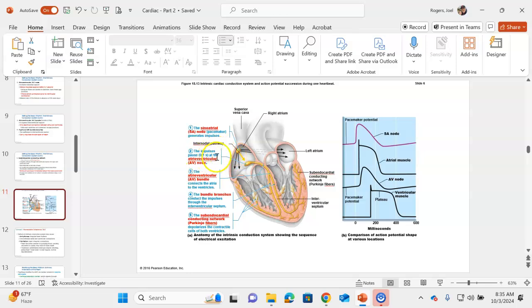Now there's a 0.1 second delay here at the AV node before it passes through to the AV bundle. That is very significant, but I'm not going to explain it right this second. We'll explain it in a few minutes when we get to what's called the cardiac cycle. All right, so it passes through here. Now there are no gap junctions right in this area, and so the AV bundle is what is going to carry that wave through to this area called the interventricular septum, where we have the bundle branches.